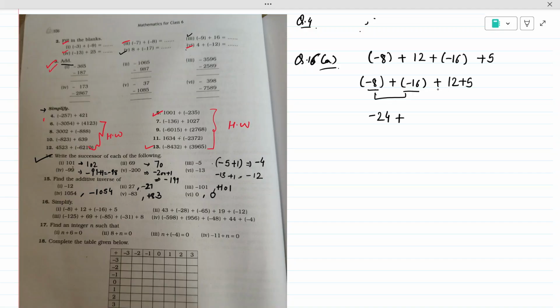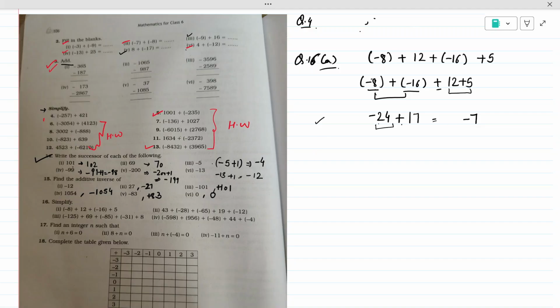Plus, this plus I am writing here. Okay, and then 12 plus 5 is 17. So we have minus 24 plus 17. If we solve this, we get 24 minus 17, which is 7. But it will have a negative sign. Why? Because the bigger number here is minus 24, which has a negative sign. So the answer will also have a negative sign. Okay, this is one way to do it.